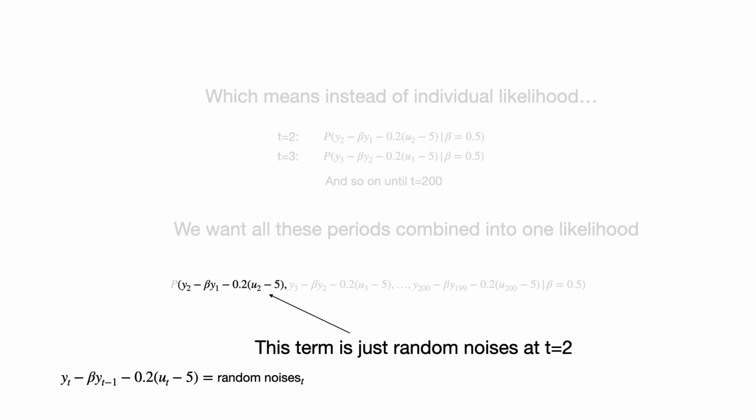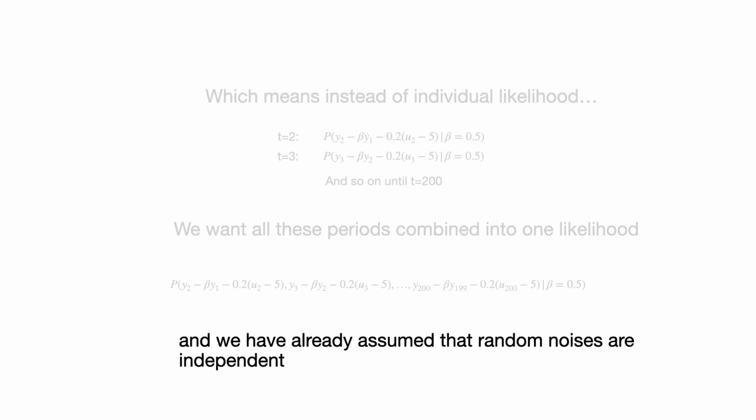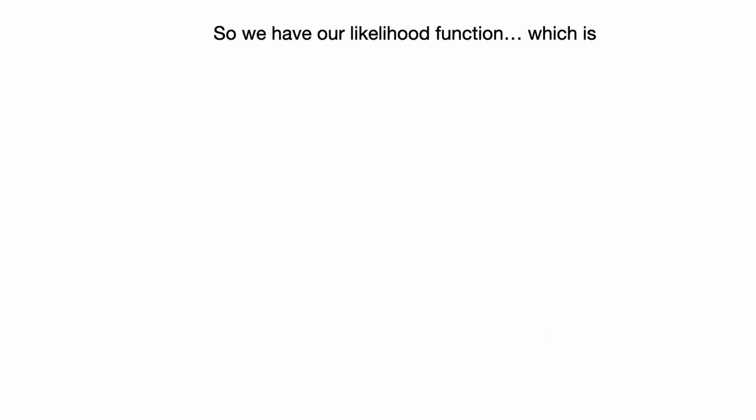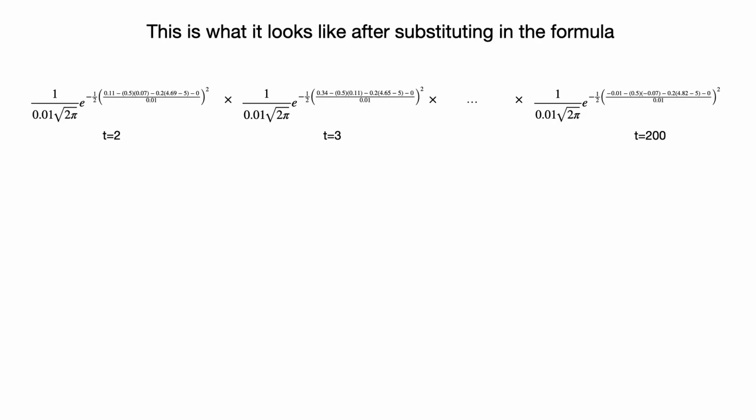first term is just random noises at time t2, the second term is random noises at time t3, and the last term is random noises at time t200. And we have already assumed that random noises are independent. So we have our likelihood function, which is the multiplication of likelihood at each time period. Now if we substitute in the formula, this is what it looks like.